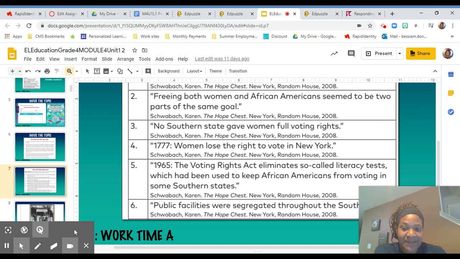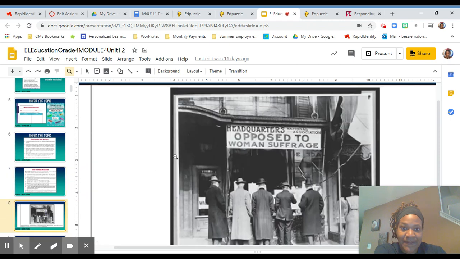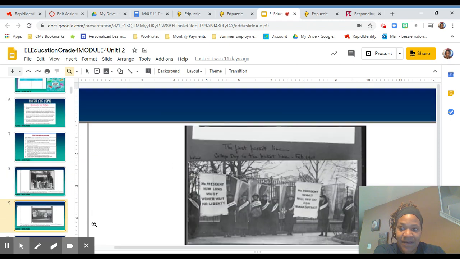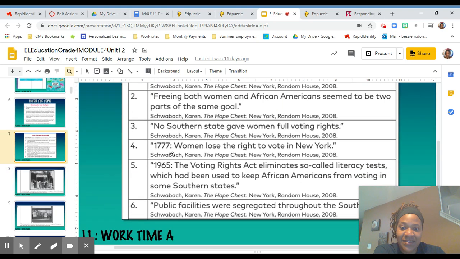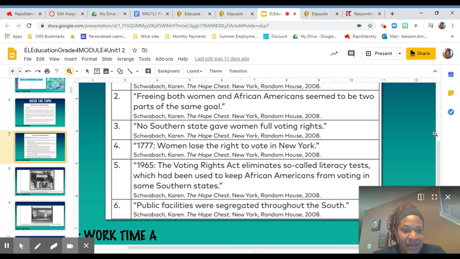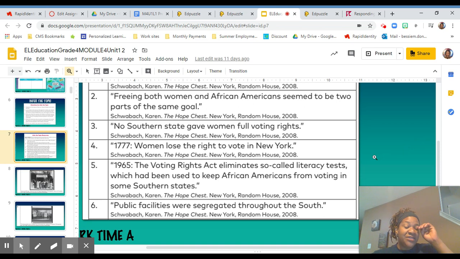Number six, I'm going to go to my other sheet. Okay, that was it. It looked like some of it may have been cut off, but it wasn't. Okay, so number six, public facilities were segregated throughout the South. Go.